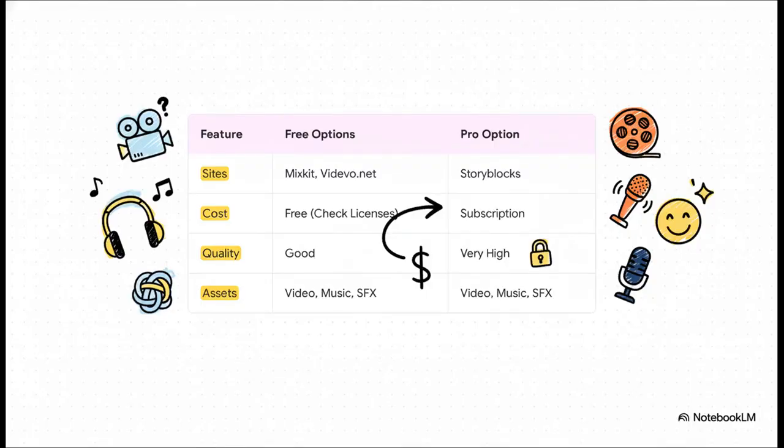Now, when you're looking for assets, you've basically got two paths, and this slide shows the trade-off. Free sites like Mixkit are an awesome place to start, but you have to be super careful and check the license for every single clip. On the flip side, a paid service like Storyblocks gives you incredible quality and peace of mind, but it'll cost you. It's all about knowing your options.